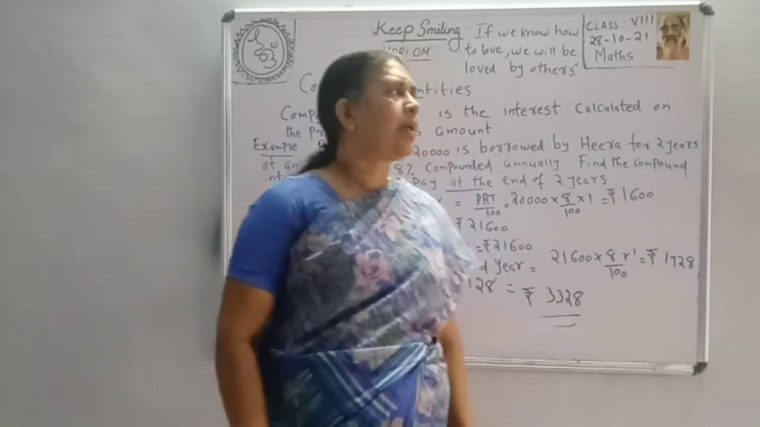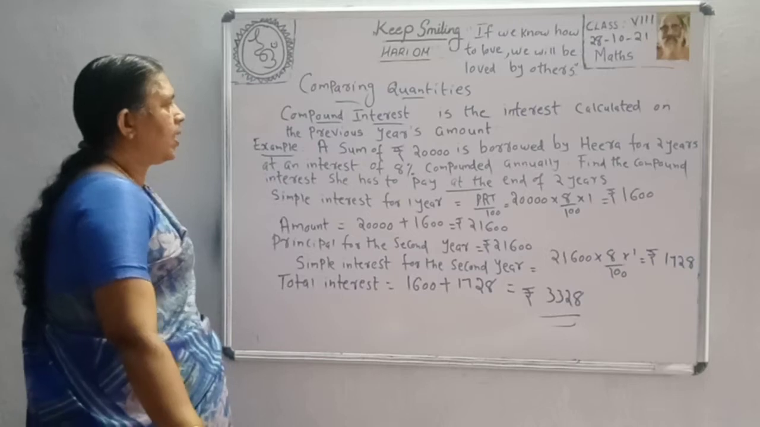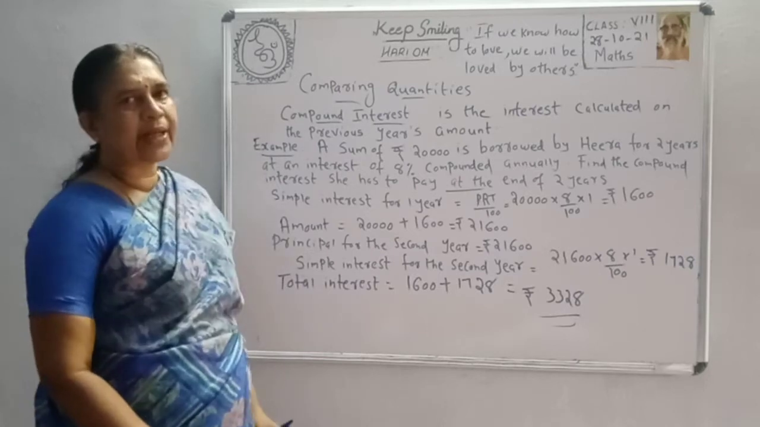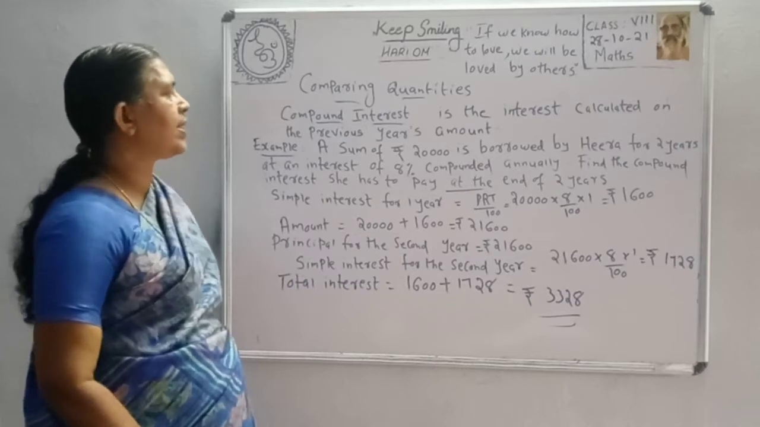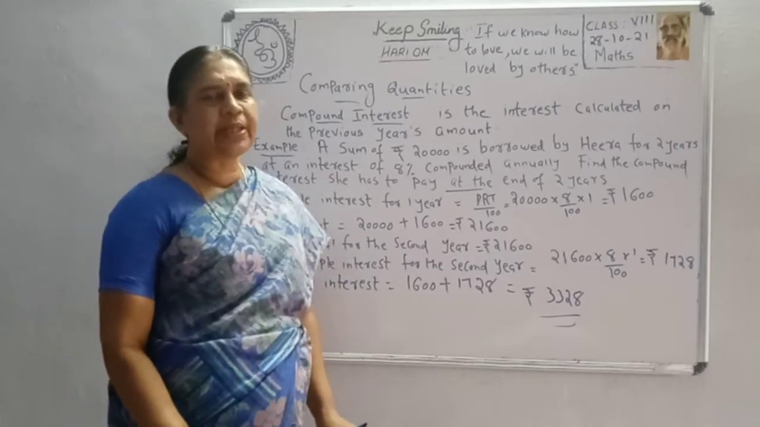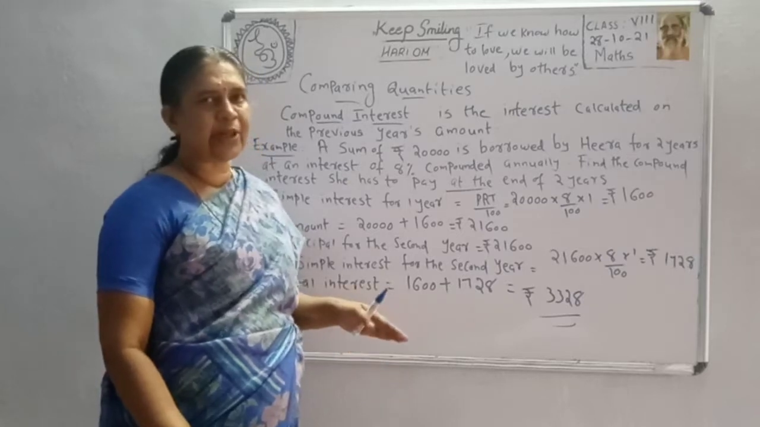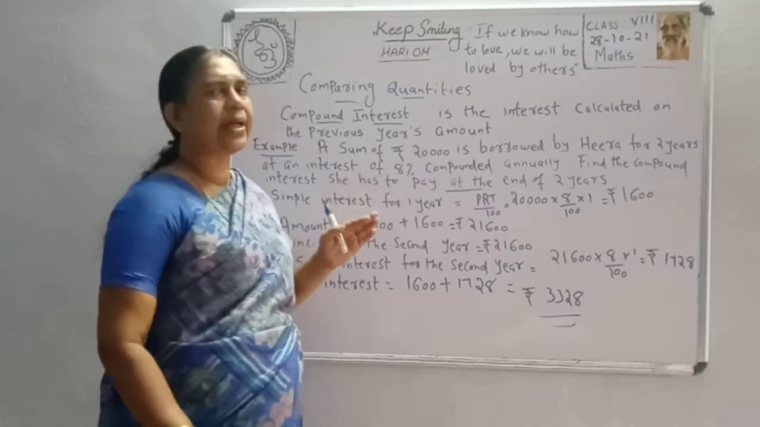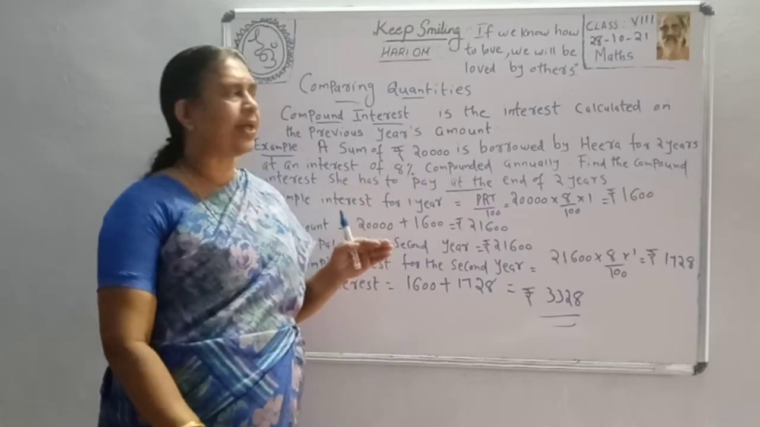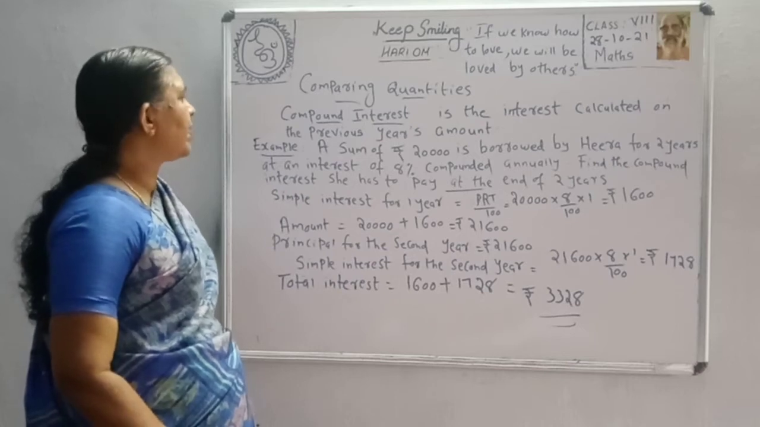Okay, then today we can study compound interest. What is compound interest? Compound interest is the interest calculated on the previous year's amount. The previous year's interest is added, and in the second year that amount is taken as the principal. That is compound interest. The compound interest is the interest calculated on the previous year's amount.